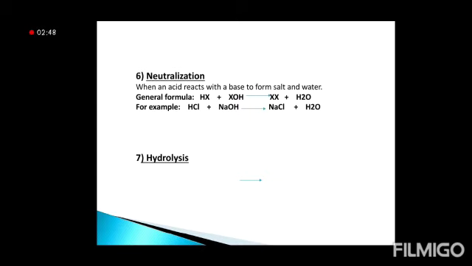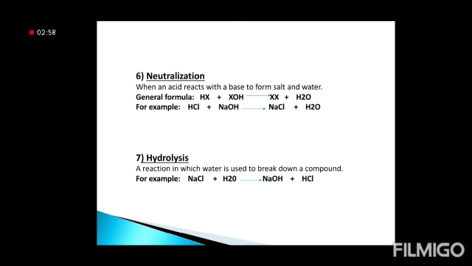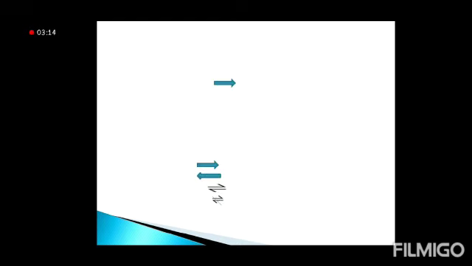Number 7 is hydrolysis. Hydro means water, lysis means breakdown. A reaction in which water is used to break down a compound is a hydrolysis reaction. For example, sodium chloride plus water, arrow, sodium hydroxide plus hydrochloric acid. So whenever water is used to break down a chemical substance, this reaction is said to be a hydrolysis reaction. That's it for the types of chemical reaction.